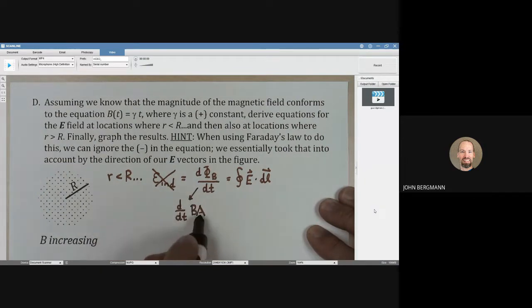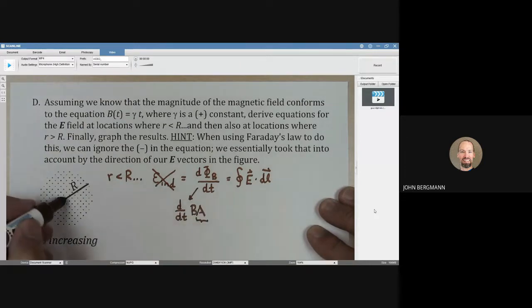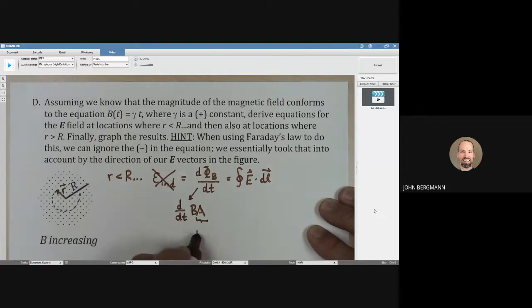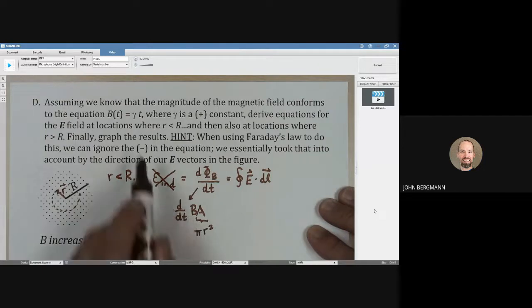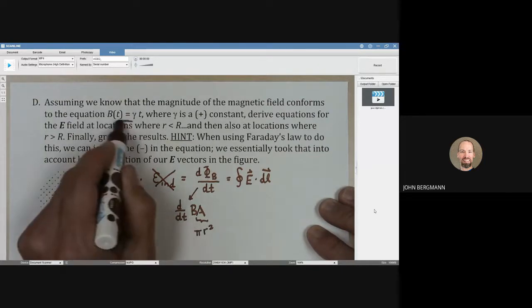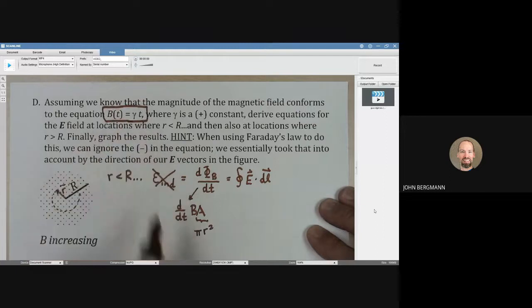The area is constant here. That area is for an r that is only that big, less than big R. That's going to be pi little r squared. And the rate of change of the magnetic field is then just going to be the derivative of this equation that I've now boxed in right here near the top. If you differentiate that with respect to time, that is simply gamma.